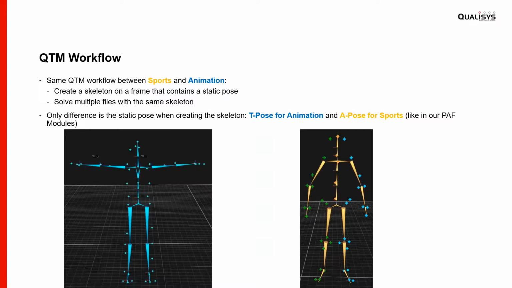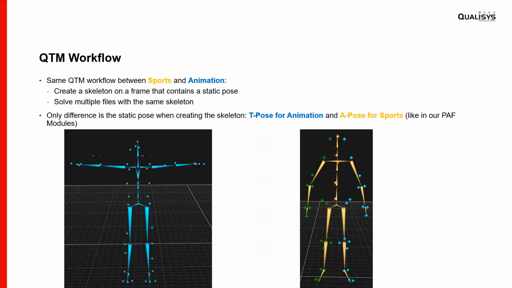What about the QTM workflow when you use our marker set or our skeleton models, and especially the sports marker set? Between the sports marker set and the animation marker set, there is not so much difference. The only difference you will see is that the animation marker set on the left side uses the T-pose to create the skeleton, while the sports marker set uses a more natural pose that we call the A pose. It's what we already use in our sports PAF modules.